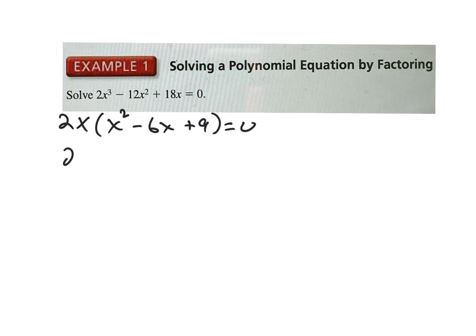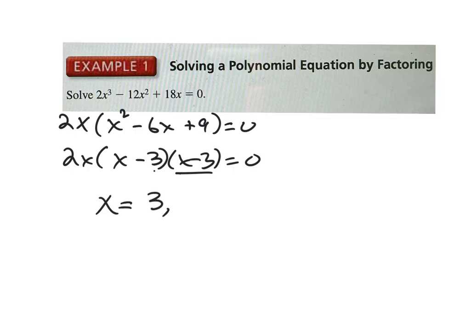So getting that, factor what you have left. Remember, factor completely. That's x minus 3, x minus 3 equals 0. We can't factor anything else, so we're going to solve it. Remember, we're going to solve it by setting every factor equal to 0. What makes that parentheses equal 0? 3. What is the second one? 3.